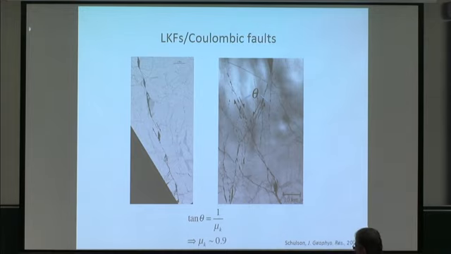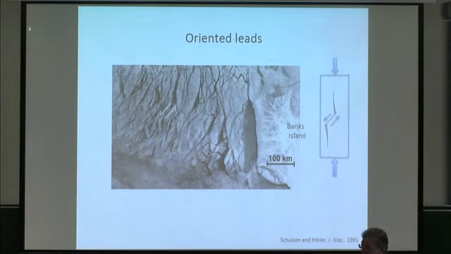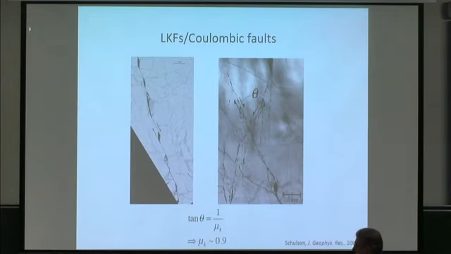Conjugate faults, which from the theory tells us that the angle of intersection between the pair is governed solely by the coefficient of kinetic friction, which if you take the angle in this case, work it out, you get a coefficient of friction of 0.9. That will come out again for the measurements that I will show you in a moment.